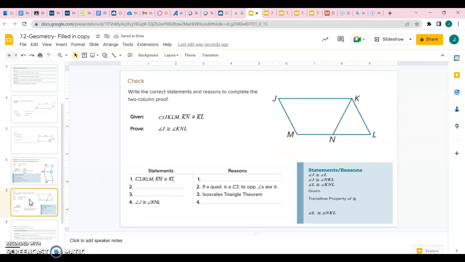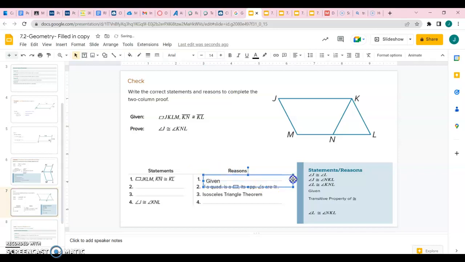So let's look at the next one. So now let's try this one. Write the correct statements and reasons to complete the two-column proof. So parallelogram JKLM and KN is equal to KL. They want us to prove that J is equal to KN and L. So we're going to start with what they gave us. So my first part is given.